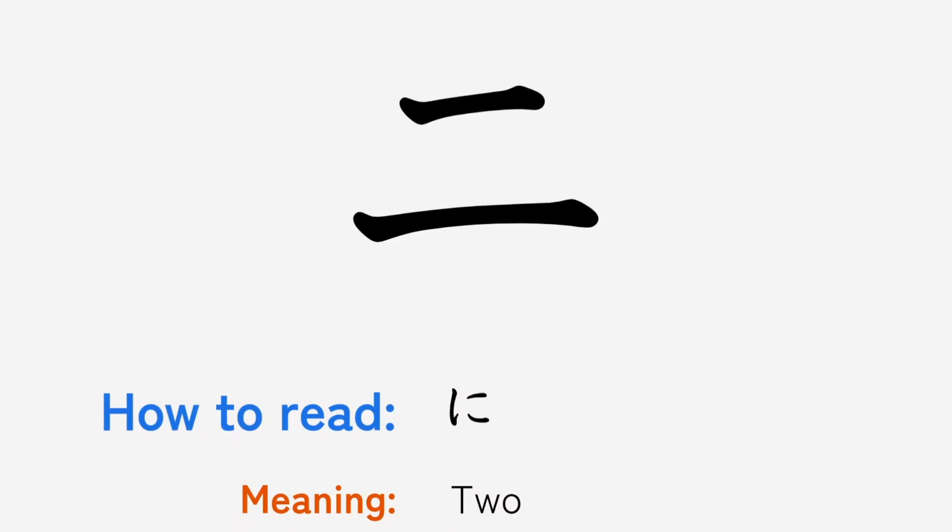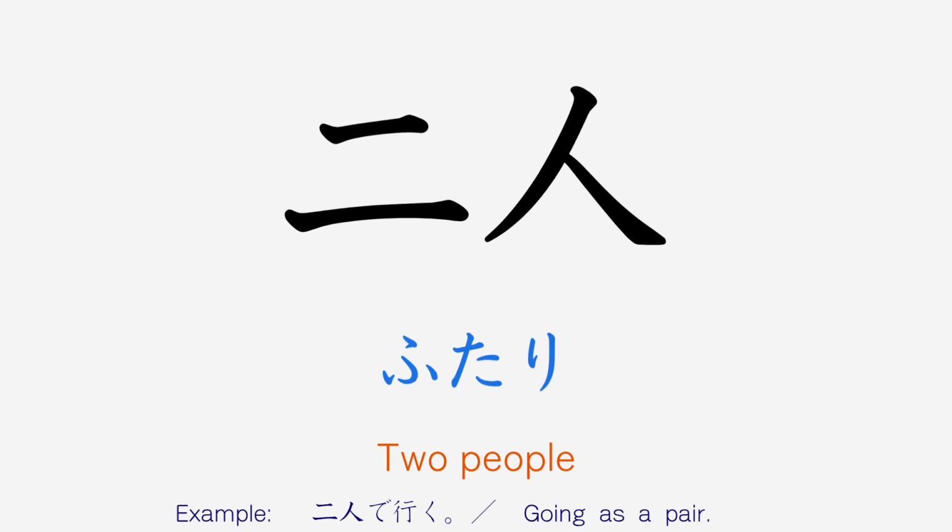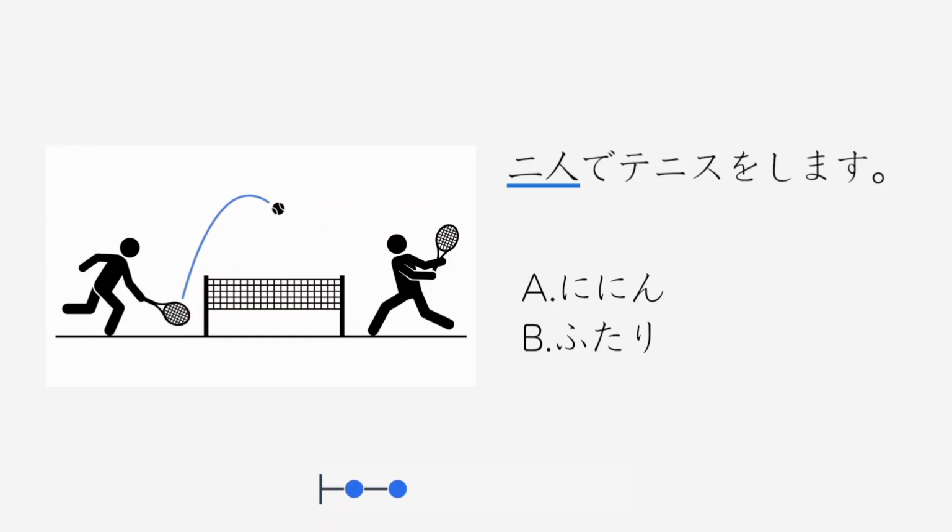2 means 2. 2 plus person equals two people. The special reading is futari. How do you read the underlined kanji? The answer is B.